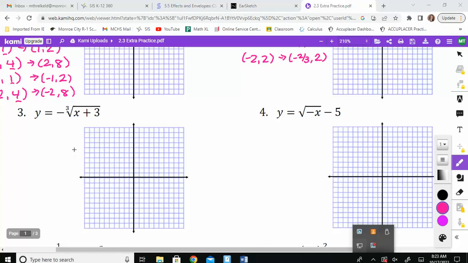Parent functions. Because he pays you. We can put them, sorry.